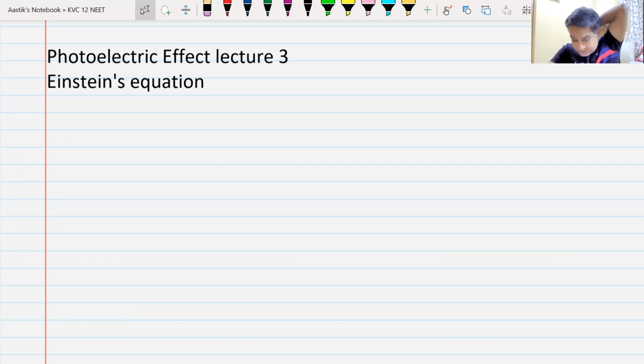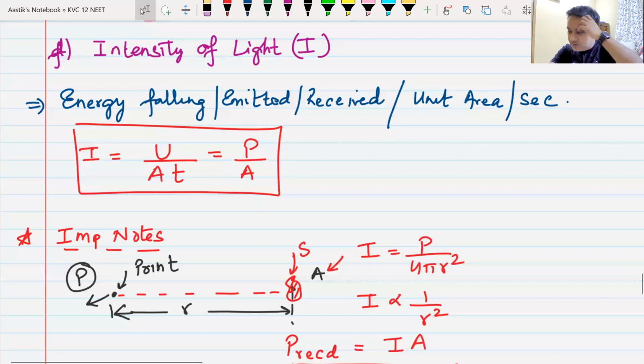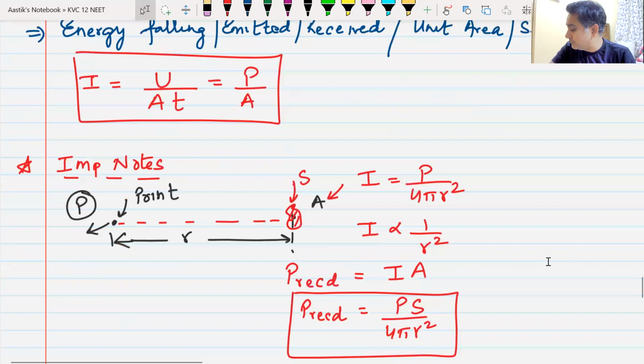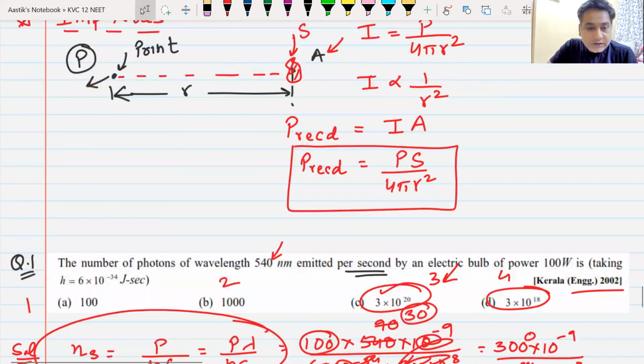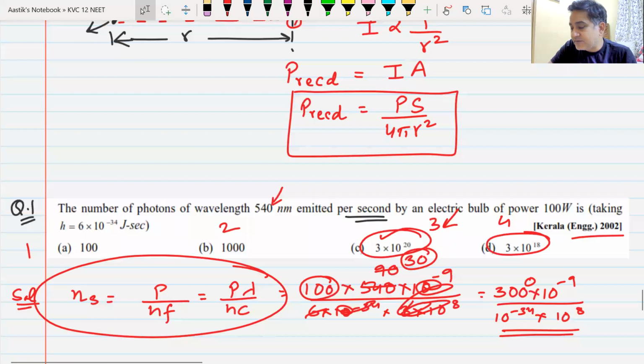We are dealing with the last class. I think we dealt with the number of photons, energy, and intensity of the photon. We had seen how we can find out the intensity of this photon. We also discussed the problem of the bulb, how many photons that bulb emits. You just have to divide the power by hf.